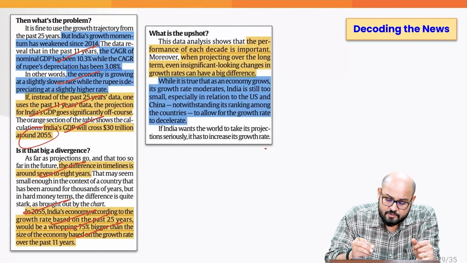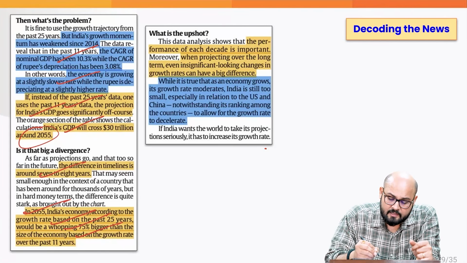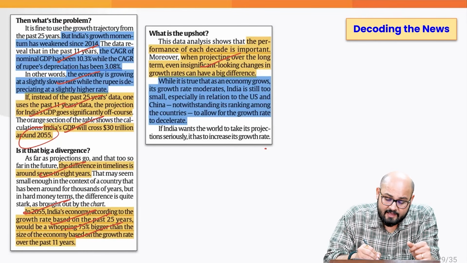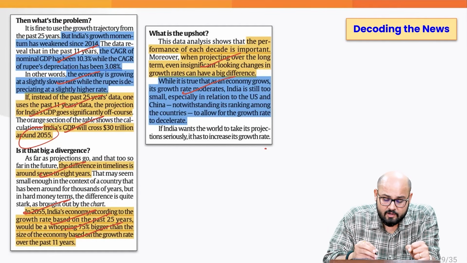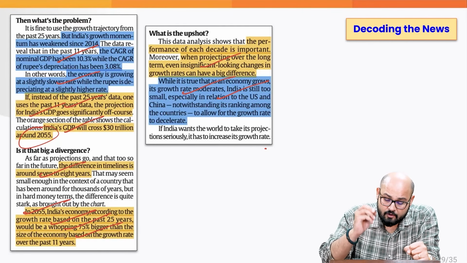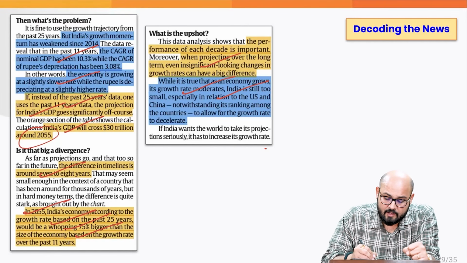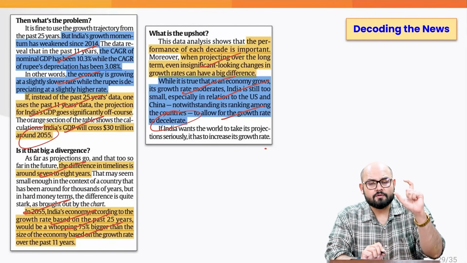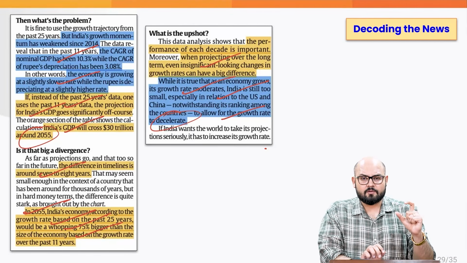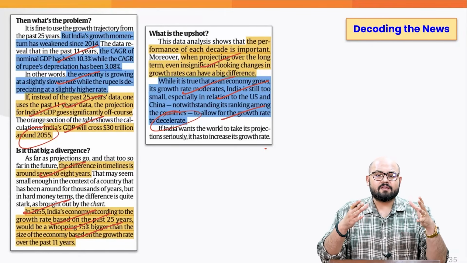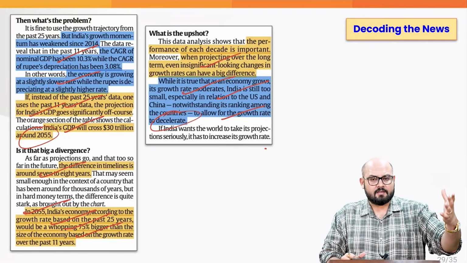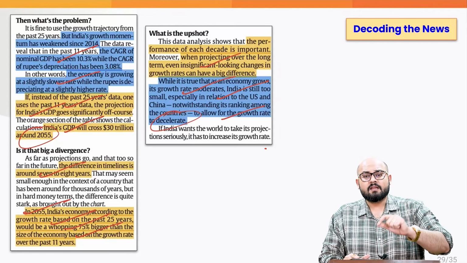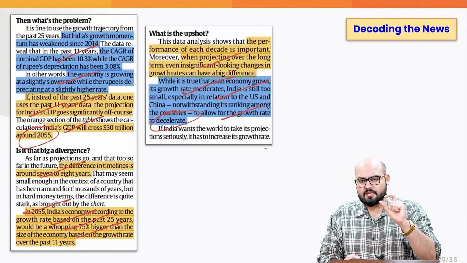This data analysis shows that the performance of each decade is important. Moreover, when projecting over the long term, even insignificant looking changes in the growth rate can make a big difference. While it is true that as the economy grows, its growth rate moderates, India is still too small, especially in relation to the US and China, notwithstanding its ranking among the countries, to allow for the growth rate to decelerate. So we should focus upon accelerating our economic growth rate in order to narrow down the difference which we have with respect to the US or China. That is what we are focusing upon. And again, what we have to do is invest in domestic capacities.